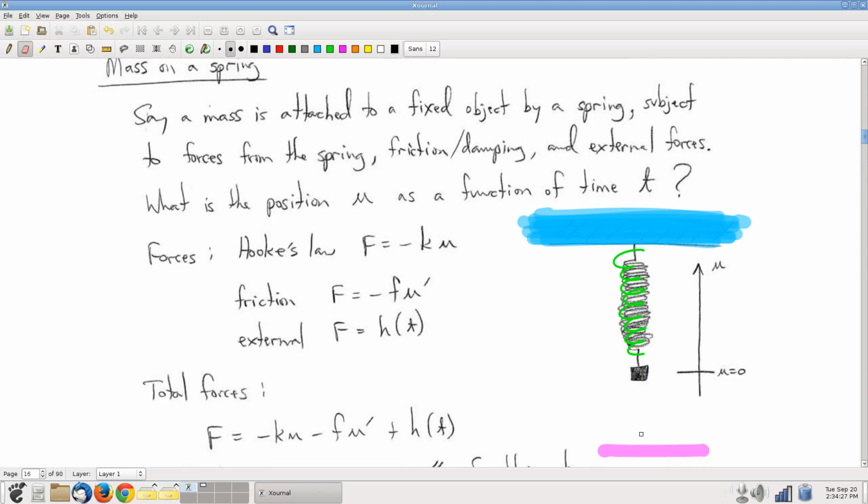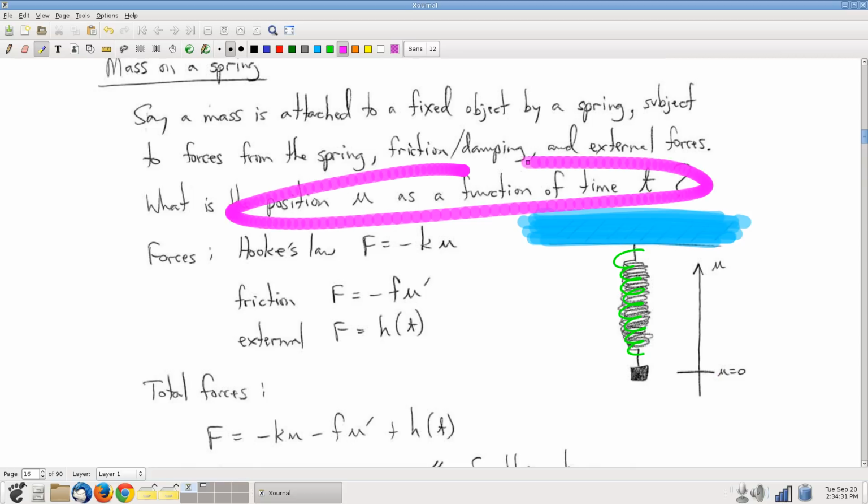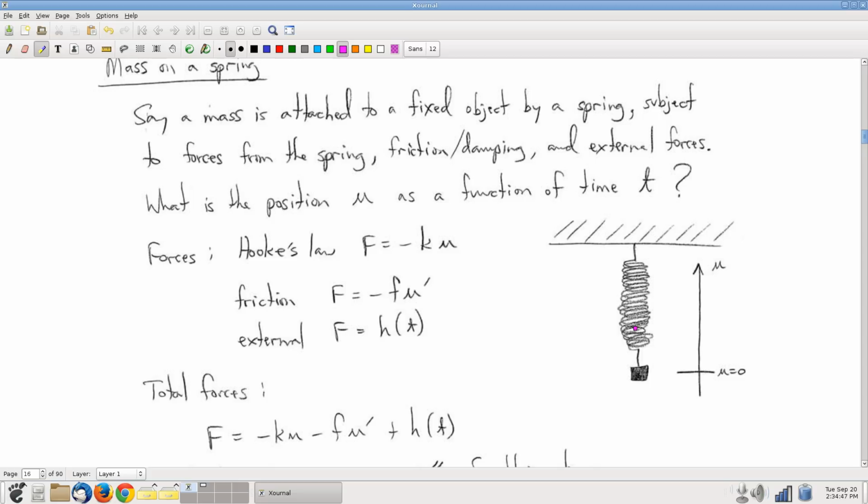And altogether, a reasonable question: what is the motion of this mass? What is the position u? Notice that this is our u axis, indicating the location of the mass. What is the position as a function of time? Okay, so we're going to study this by looking at the various forces that are involved.